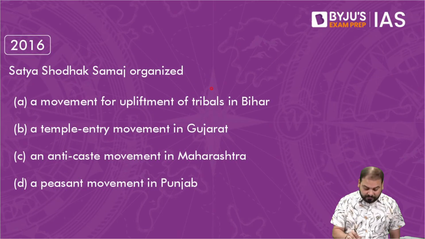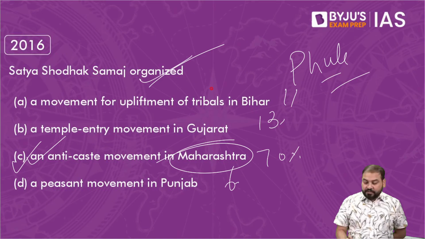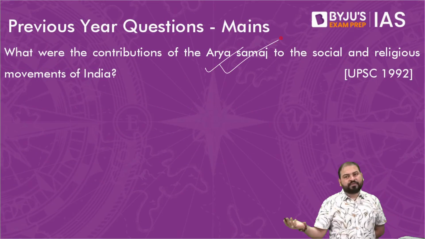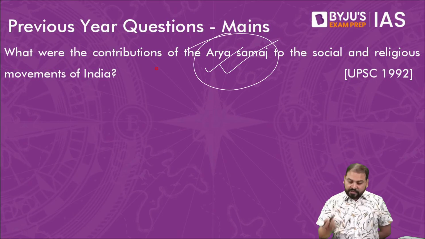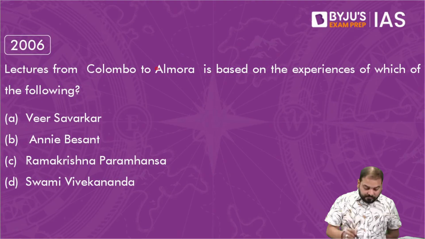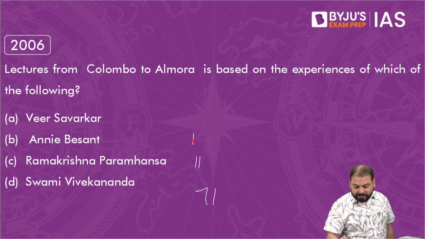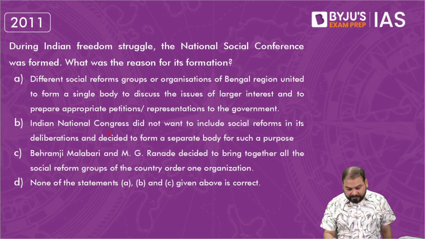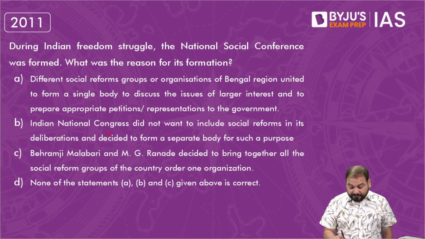Very simple question. 30 seconds. Started by him in Maharashtra. Everyone, a similar question like the others. This time they are asking about the contribution of Arya Samaj. Similarly, a very simple question. I'll give you 15 seconds. And the correct answer is 11, 13, 5. It is a very easy question. Swami Vivekanand. Everyone, I will give you 1 minute because it's very lengthy.